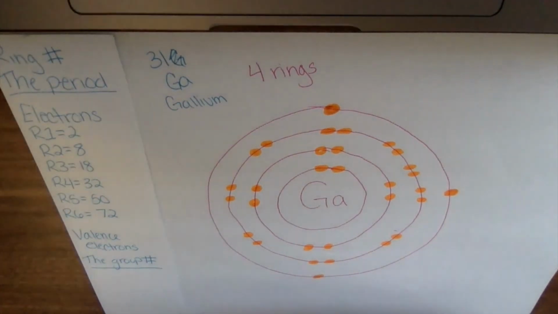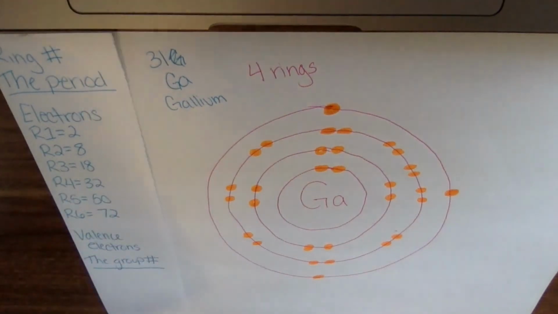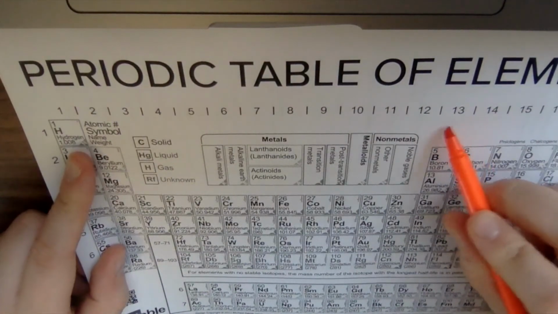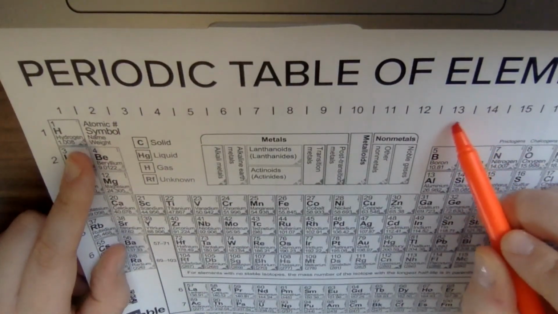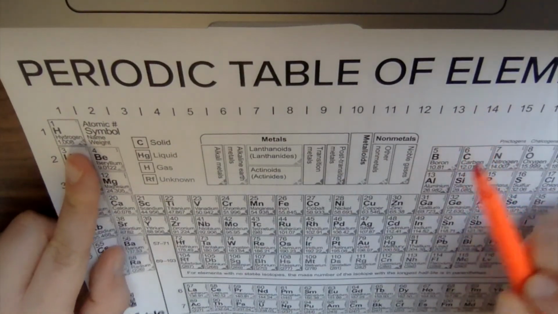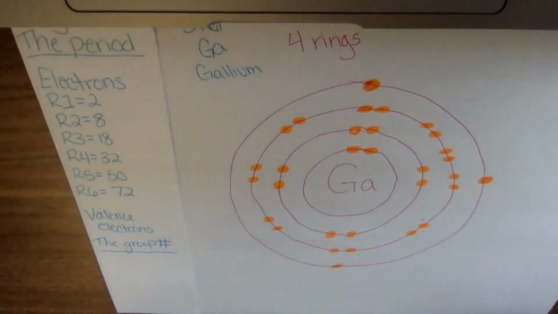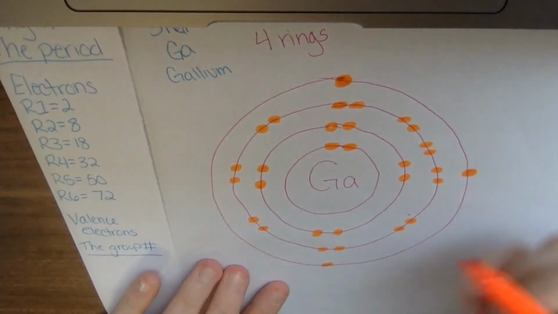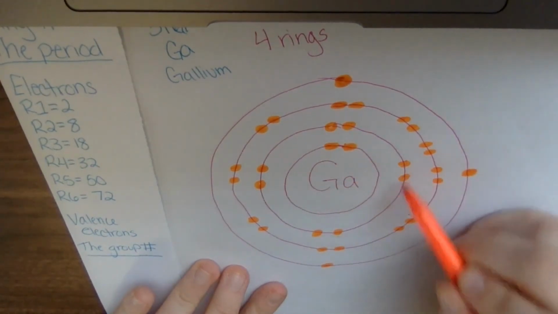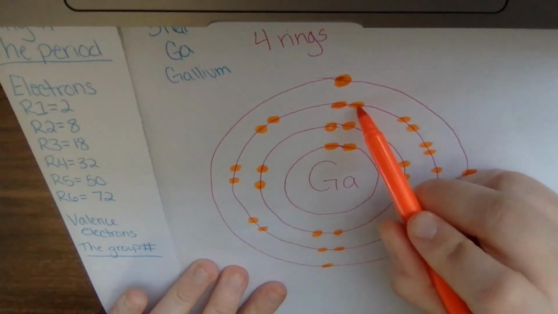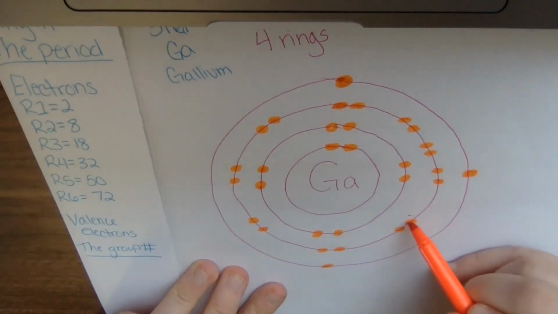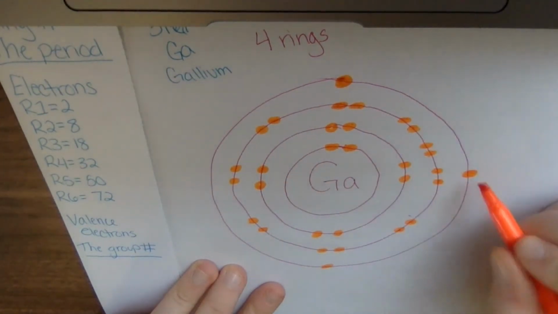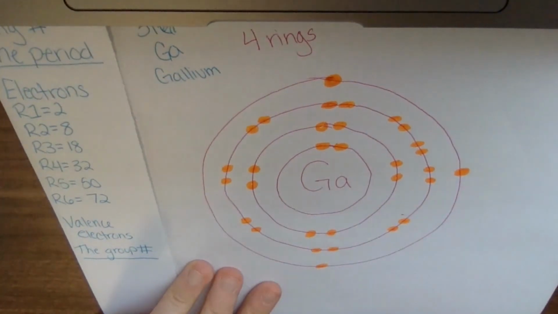And again, if I want to check it to make sure I am correct, looking at my periodic table, gallium is in group 13. So group 13 is going to have 3 valence electrons. Those are the electrons that are in the outermost ring. So I know that's correct. Let's just double check and count up all my electrons that I've drawn on here so far. 1, 2, 3, 4, 5, 6, 7, 8, 9, 10, 11, 12, 13, 14, 15, 16, 17, 18, 19, 20, 21, 22, 23, 24, 25, 26, 27, 28, 29, 30, 31. So I have gallium all done here.